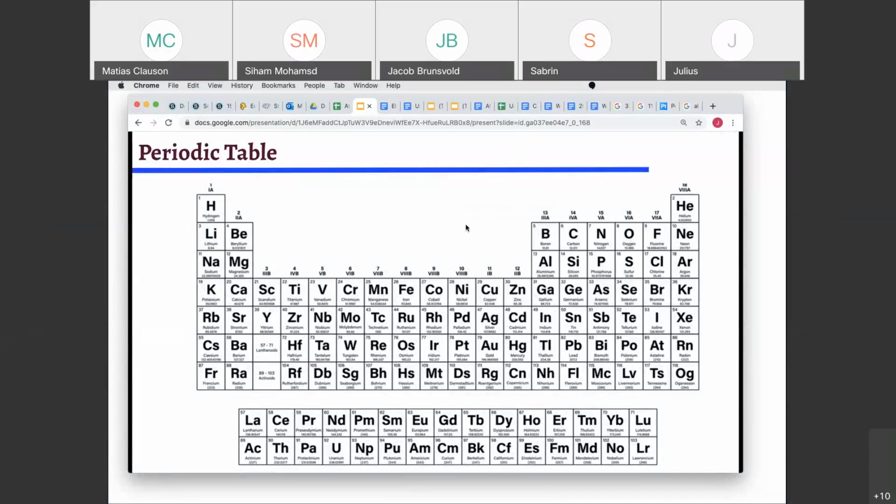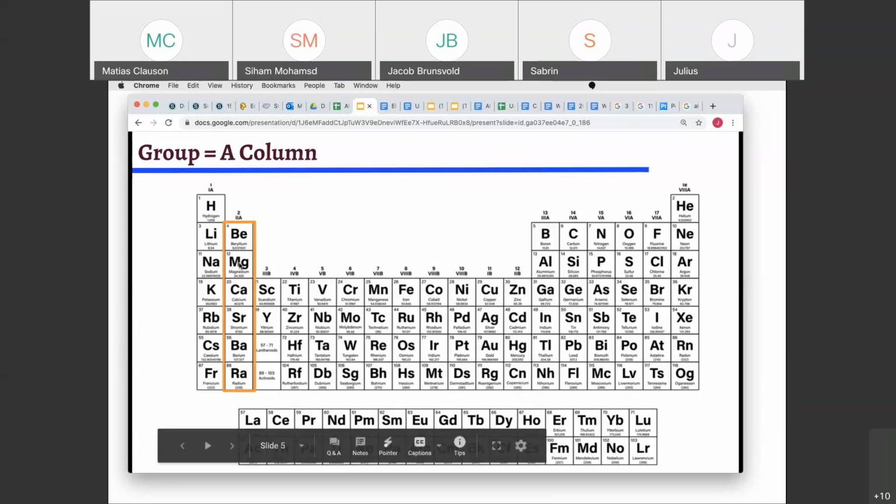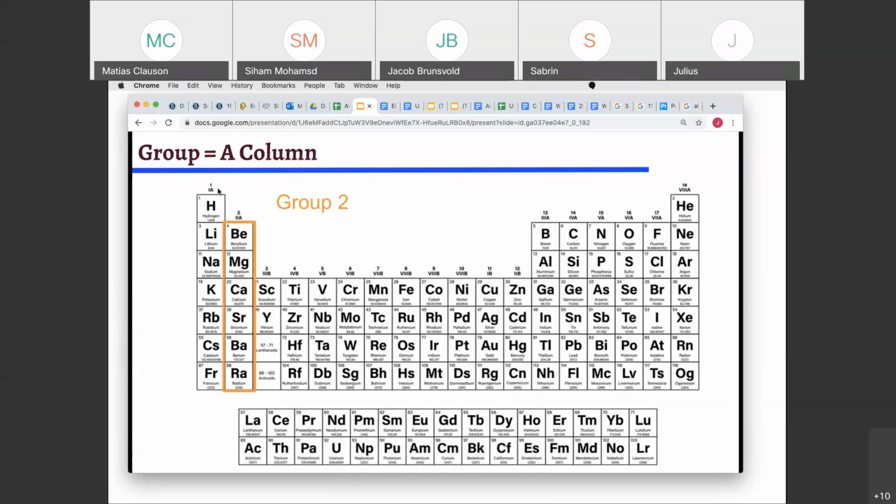Okay, so here's the periodic table. And if you already watched the coloring the periodic table video and did that assignment, good on you. You're already going to know some of this information. I'm just going to review it for the people that haven't watched that video. So remember that a column on the periodic table is called a group. For example, this is group 2, because it's the second one from the right.